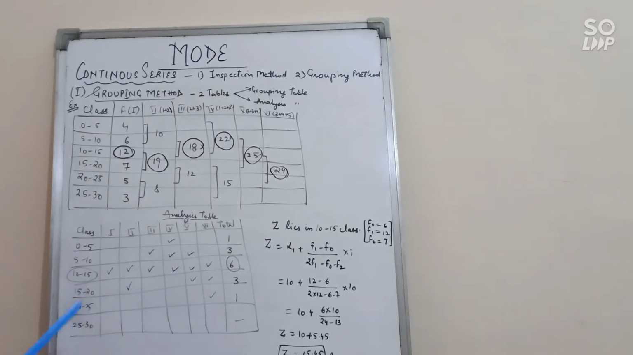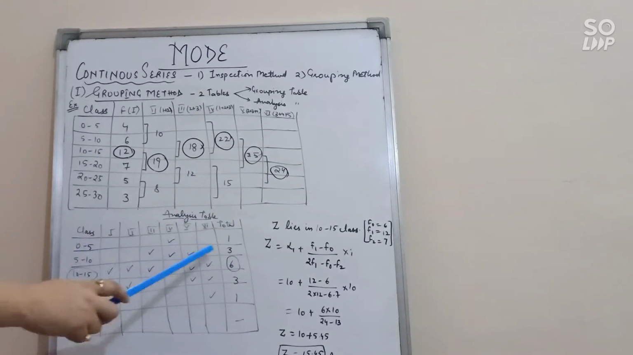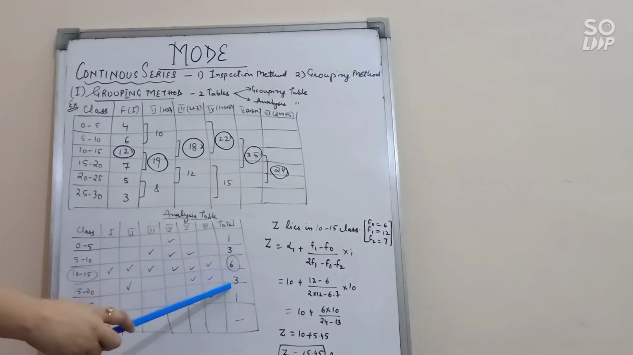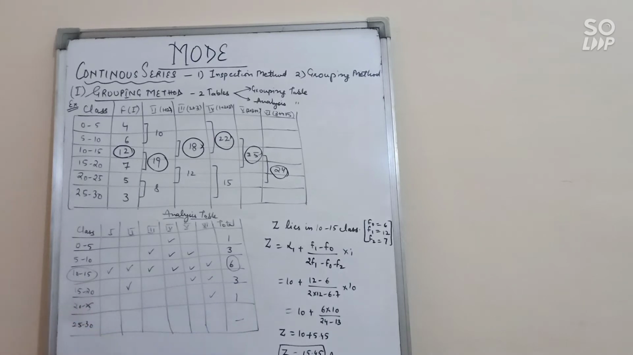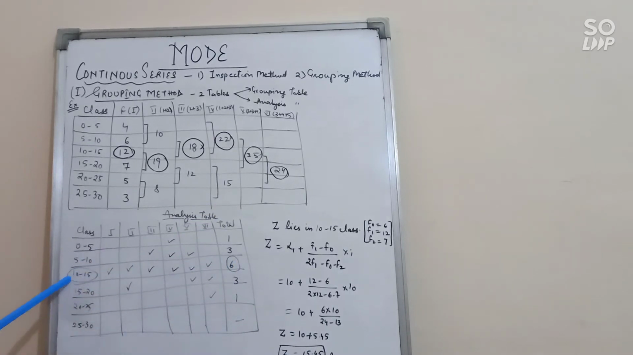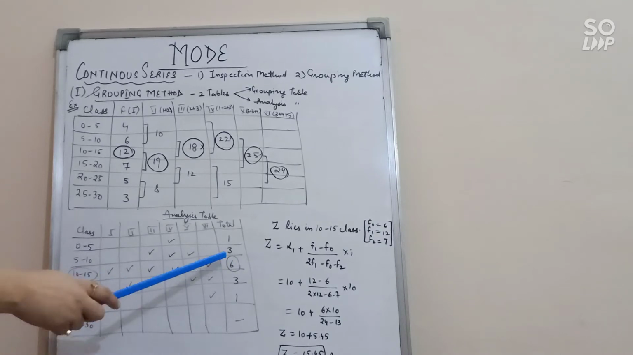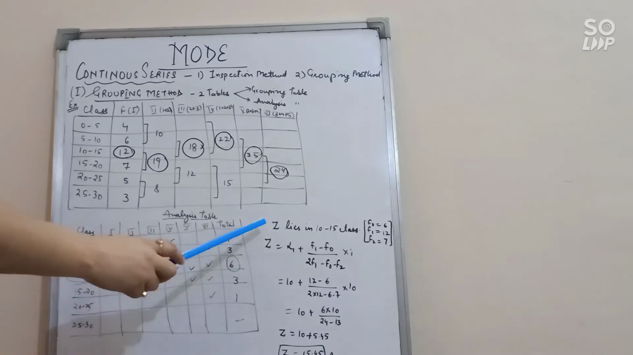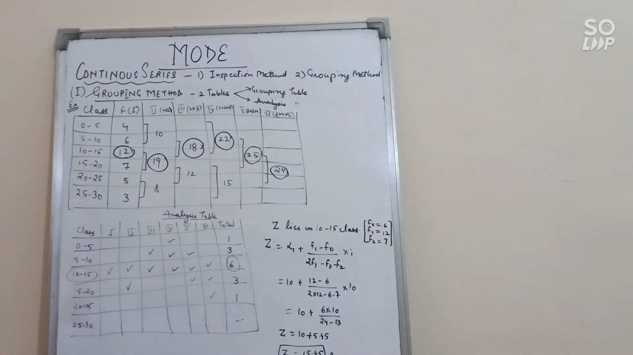After marking, you will take the total of the ticks of each row. In the first group we have only one tick. In the second group, 3. In the third, we have 6, 3, 1 and no tick. Here we check the highest value. The highest tick count is 6, and it lies under 10 to 15. So we will select this class to find the mode. So we will write: mode lies in the 10 to 15 class.